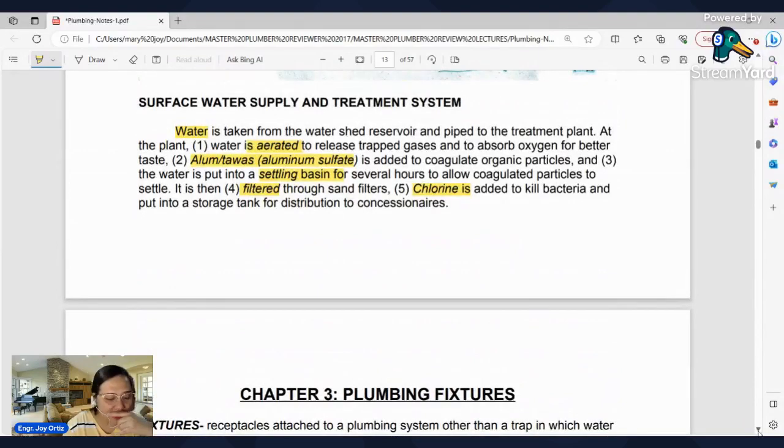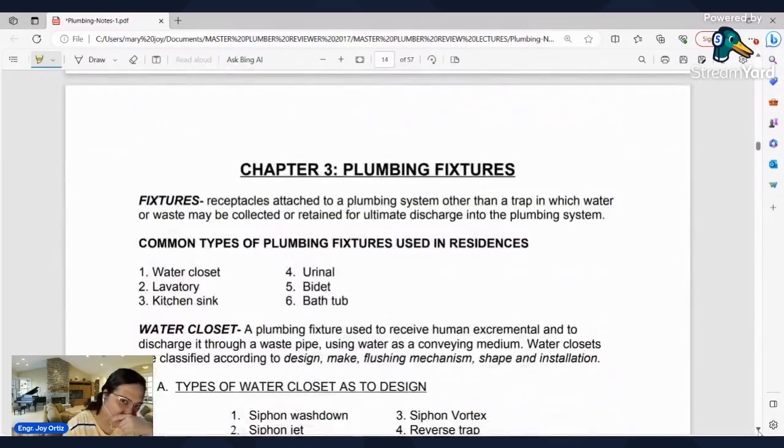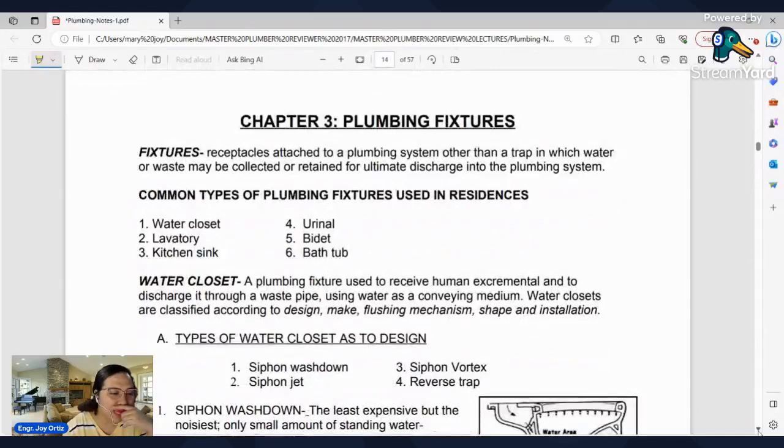Then, by Friday or tomorrow, pwede din tomorrow or by Friday night, siguro tomorrow na lang. Sorry, hindi ako consistent sa time because I have also the other commitments. So, pag-usapan naman natin yung chapter 3 which is the plumbing fixtures.